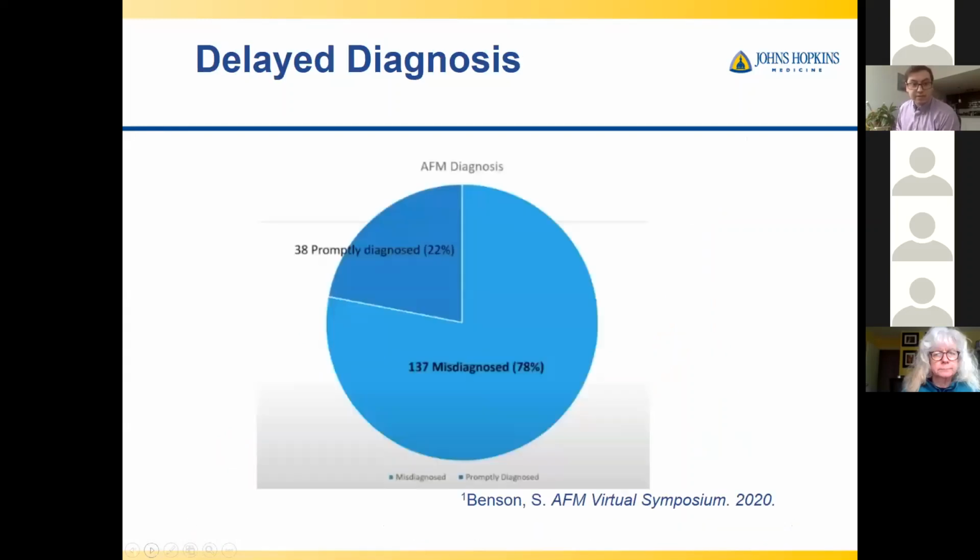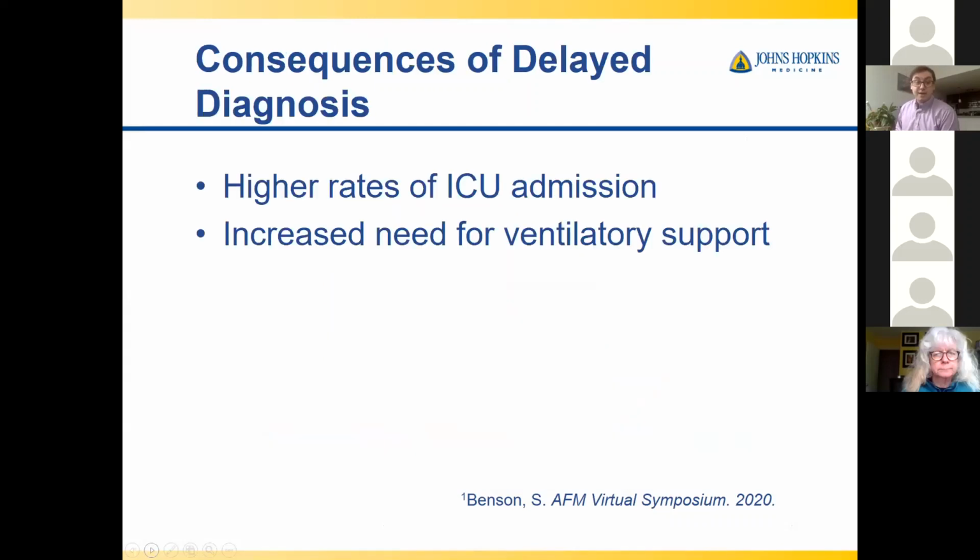80% of patients ultimately diagnosed with AFM are initially misdiagnosed by providers. And a significant number are sent home after being seen by their first provider. This prompt diagnosis is essential because misdiagnosis is associated with higher rates of ICU admission, increased need for ventilatory support, and delayed treatment by 1 to 2 days.